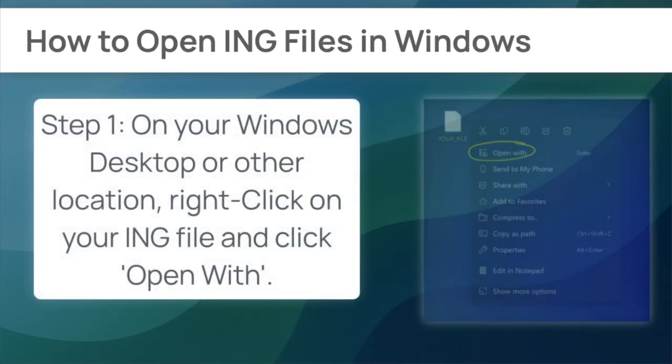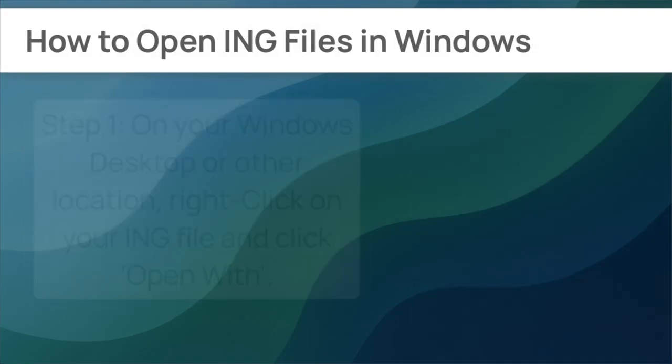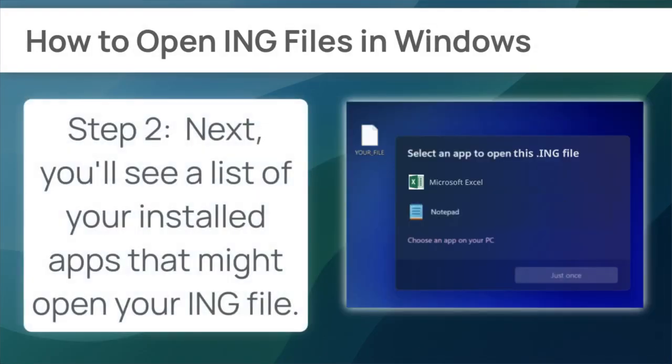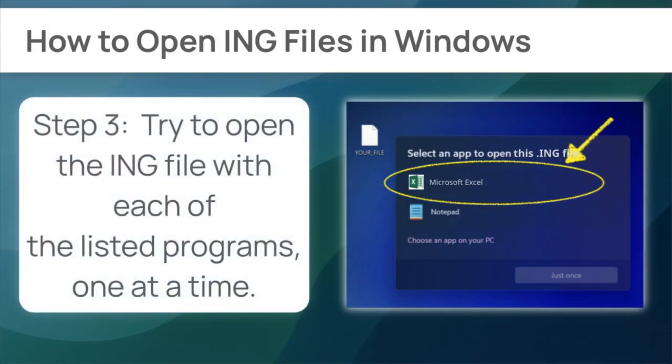Let's troubleshoot the file association error. Right-click your ING file and select Open With. Test Microsoft Excel if installed. If unavailable, choose a different app. That is often the key to unlocking the file.